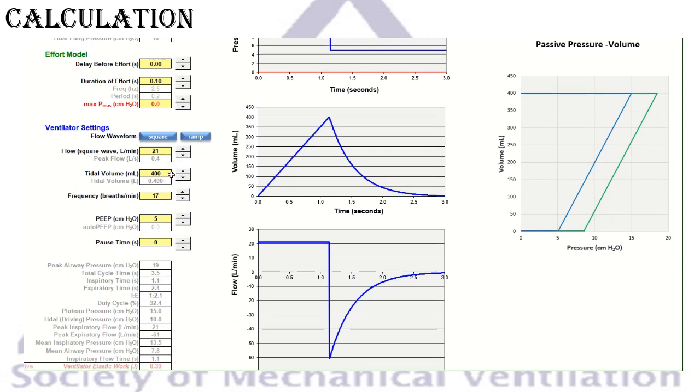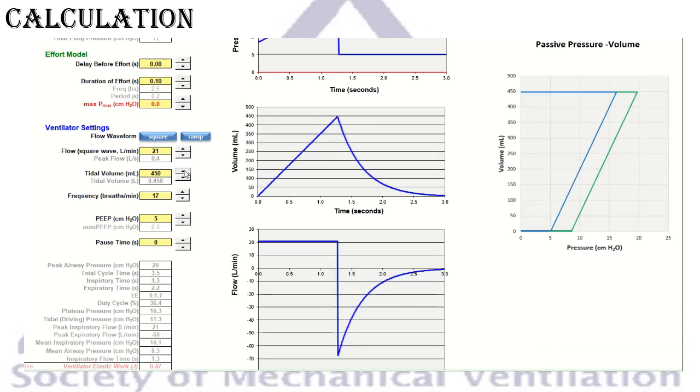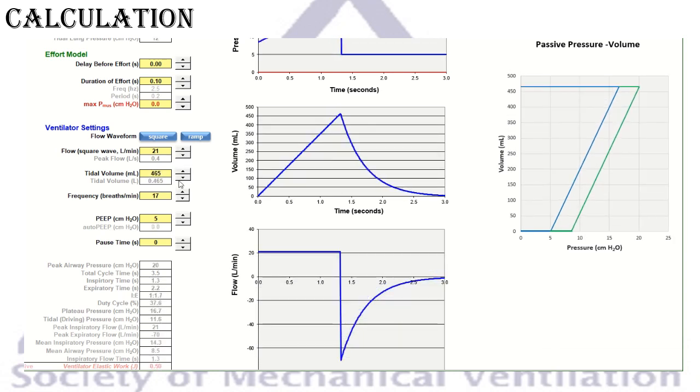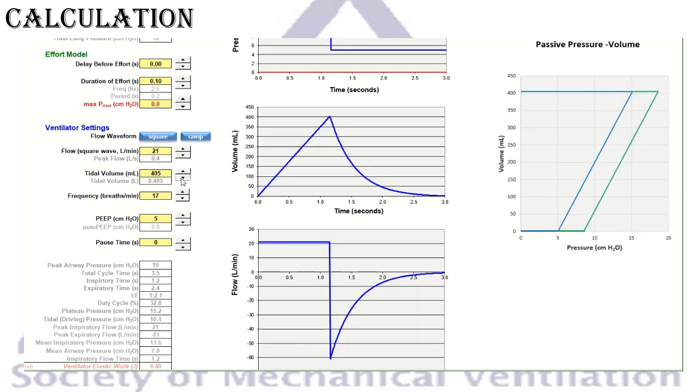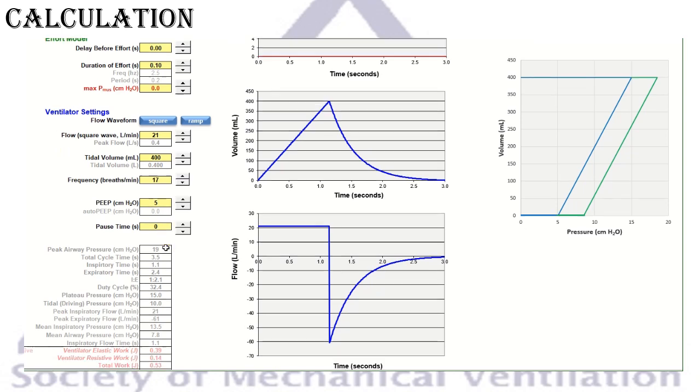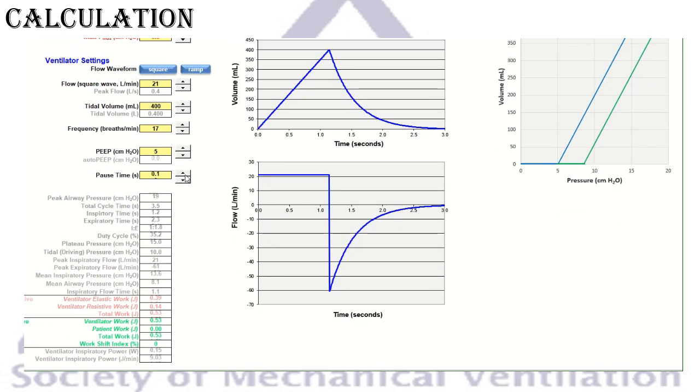This is the flow to control the inspiratory time and the I to E ratio, tidal volume, and if you look here on the right side, the pressure volume curve, any changes, if we're increasing the tidal volume, you can see it goes up and the shape of the curve of course changes. Let's stick with the 400 for now. Respiratory rate 17, PEEP of 5, and let's put a little pause to see the plateau pressure, just a little bit.